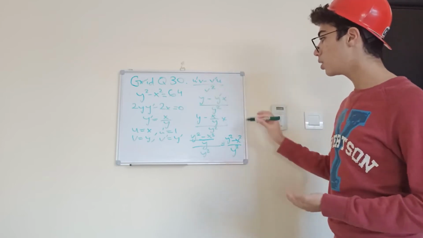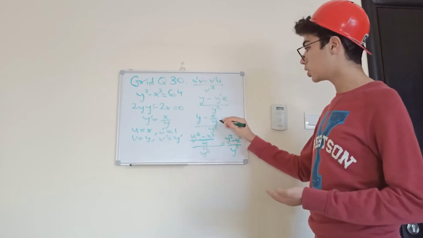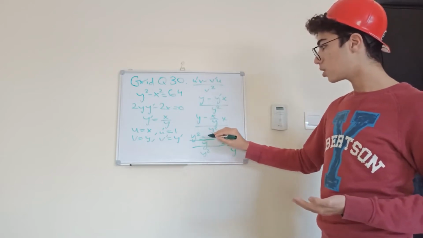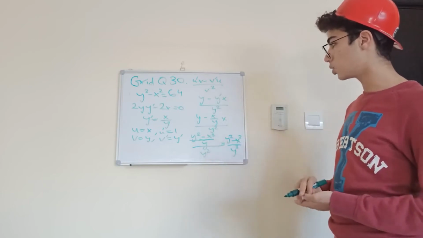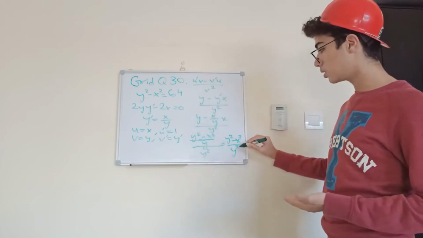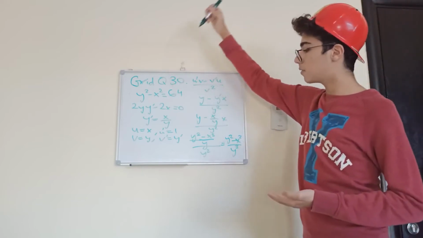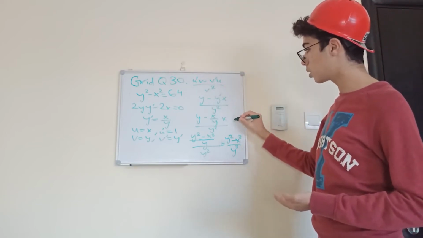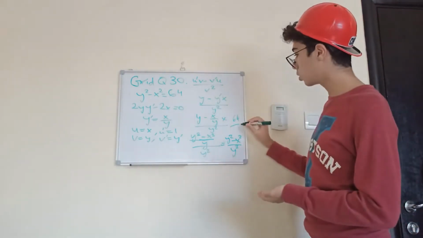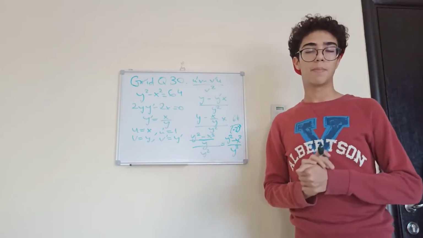X times x is x squared over y, but we need to simplify by getting a common denominator, which is y. So we're going to multiply up by y and down by y. So we're going to get y squared minus x squared over y, divided by y squared. Now, divided by y squared basically means divided by y cubed. And y squared minus x squared we found is 64. So you have to substitute this with 64. And they told you in the question that y is equal to minus 2. So you're going to substitute minus 2 into the equation, and that will be your y double prime.